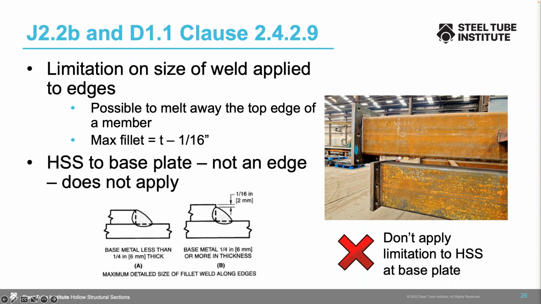So we have one instance where the 1.5 increase cannot be used, and then we have one instance where a limitation does not need to be used. So one's kind of a limitation and one is the removal of a limitation. We're going to summarize all this in a table at the end, but those are two different things that we're talking about for weld limitations.